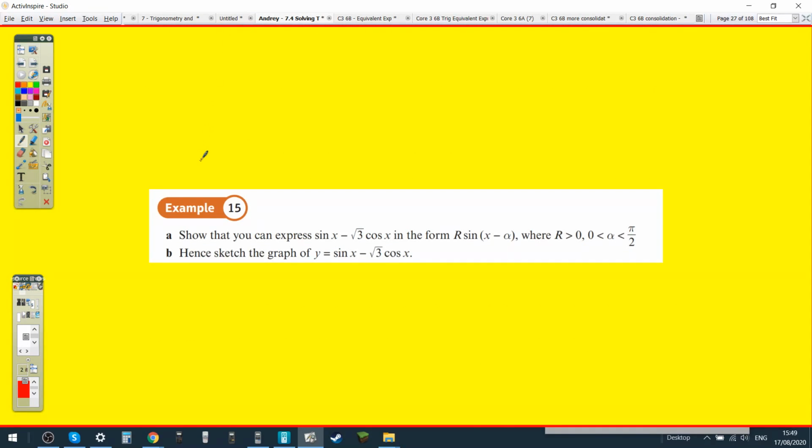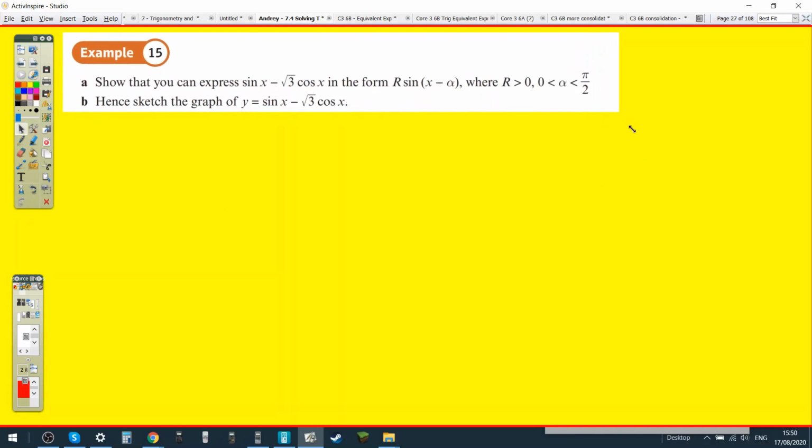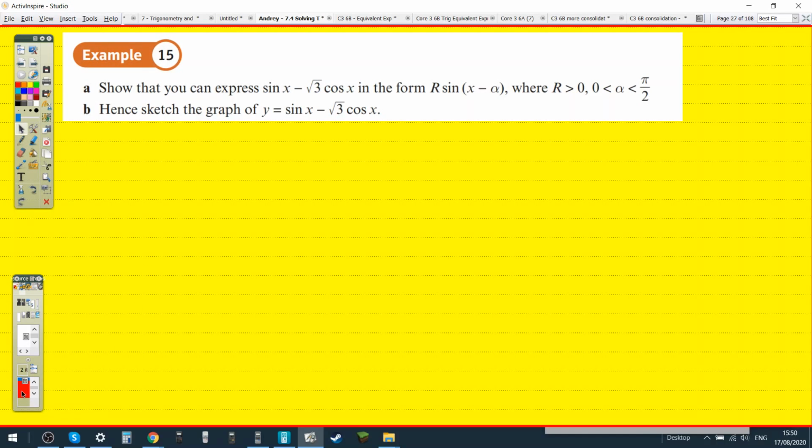So it's just some extra practice. Okay, this one has a minus in between. Let's try this. So do I need to do square root of 1 squared and minus root 3 squared? Yep.